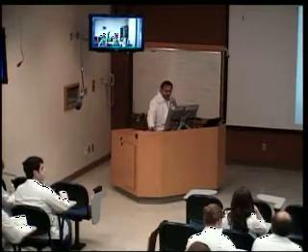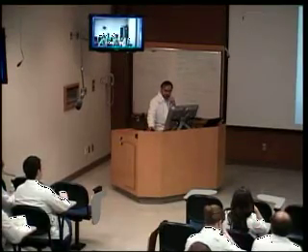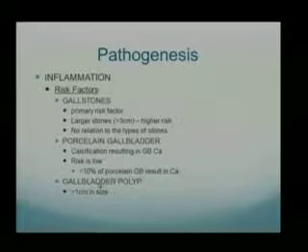And then finally, the gallbladder polyp, anything greater than 1 centimeter in size, you've got to suspect that your patient may have malignancy.